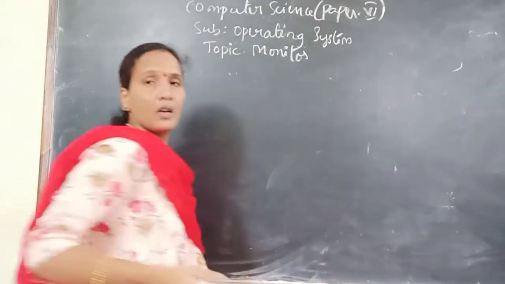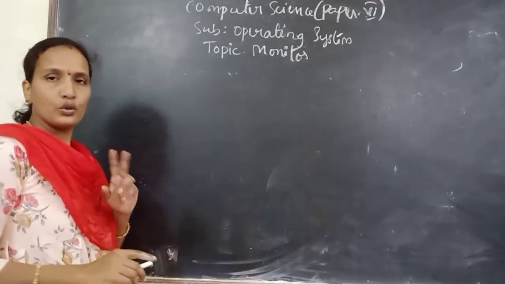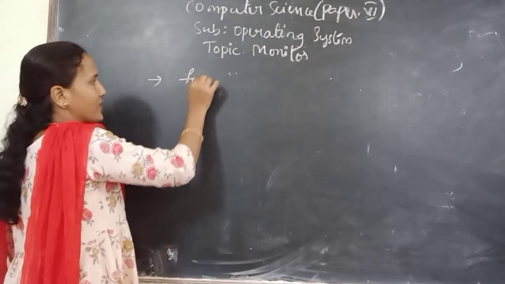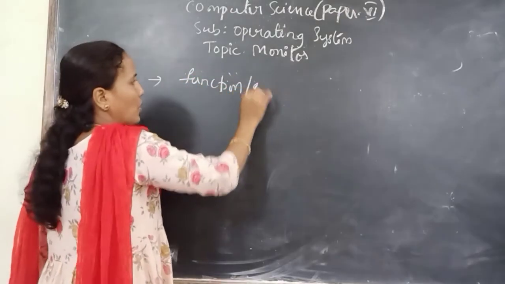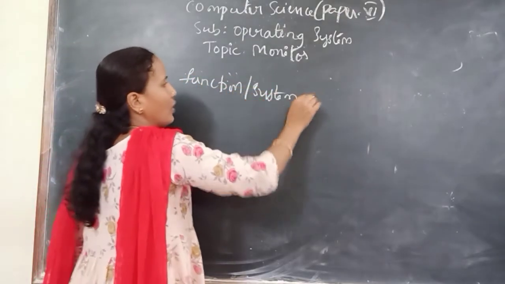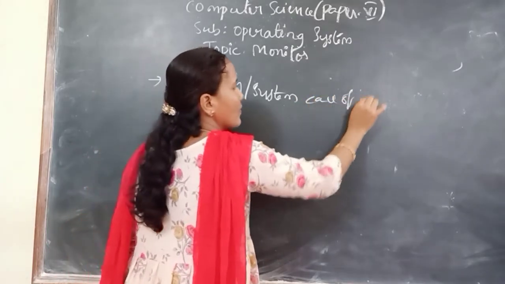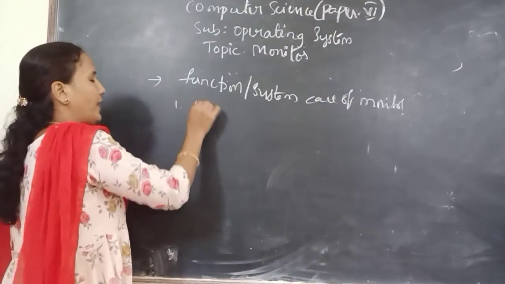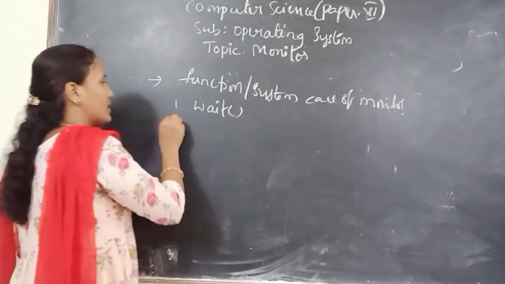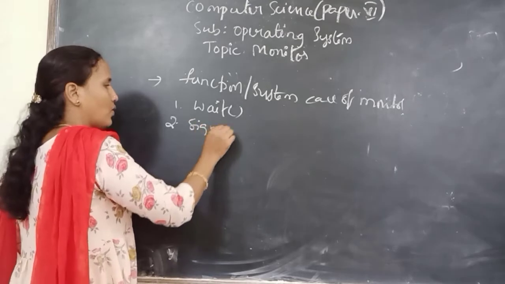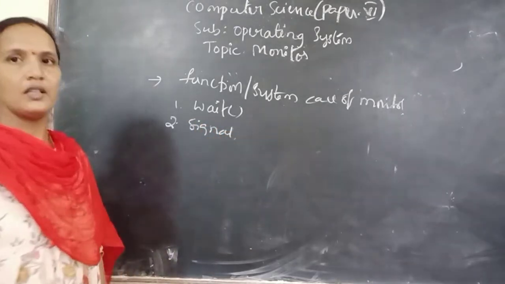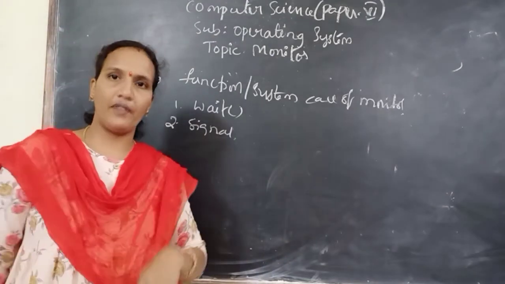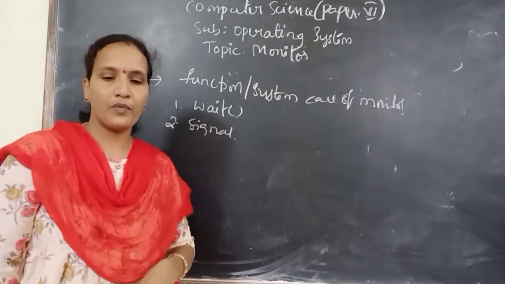Next, a monitor contains two system calls, two functions. Functions or system calls of the monitor. The first one is wait and the second one is signal. I have already explained wait and signal in semaphores.